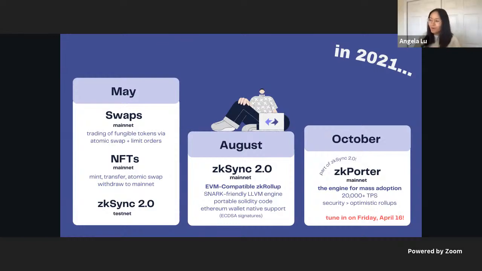In October, we will also be introducing ZK Porter to Mainnet as part of zkSync 2.0. This is our engine for mass adoption, and we are aiming for 20,000 plus transactions per second, with even more security guarantees than that of optimistic rollups. We just released an article on our Medium today, but if you want to know more in a presentation form, tune in on Friday, April 16th, which is this Friday.